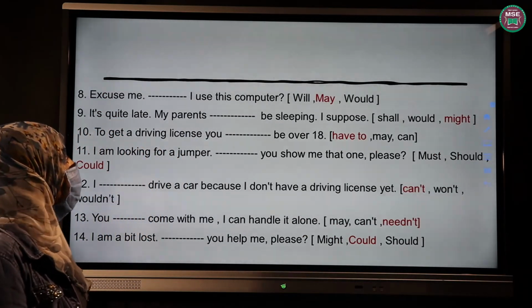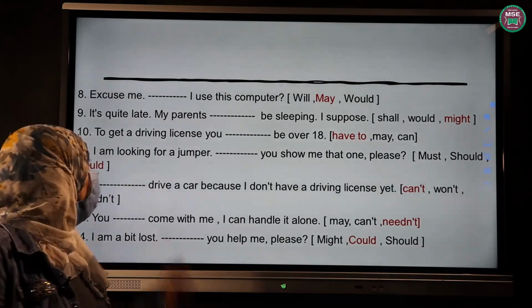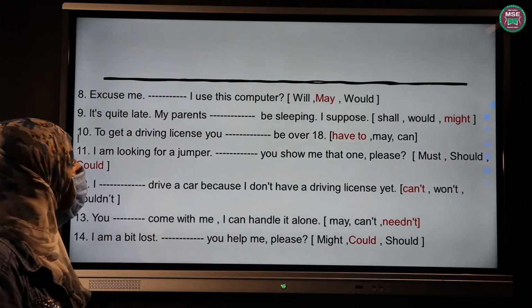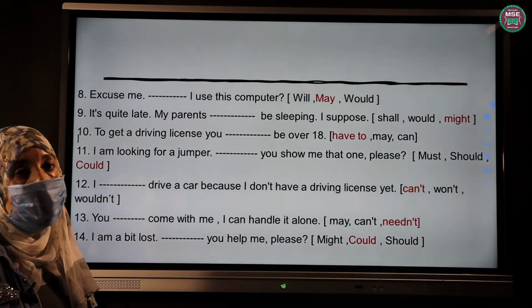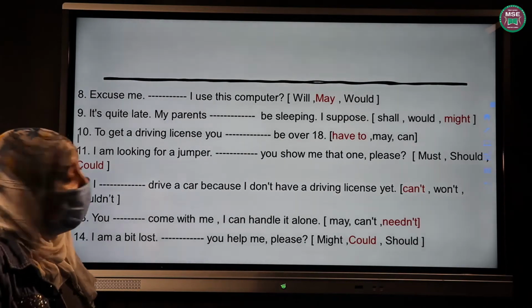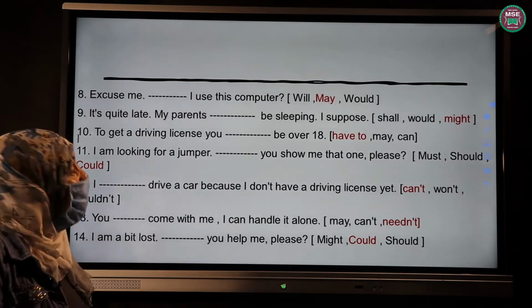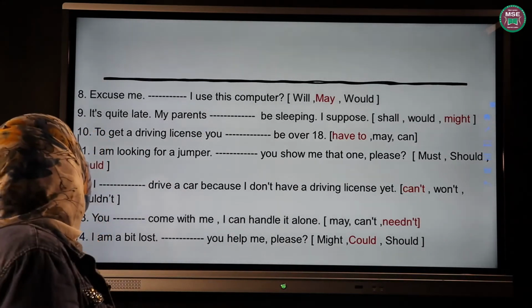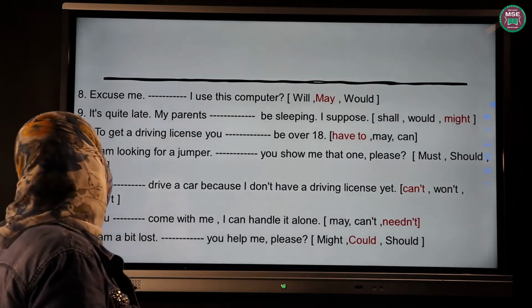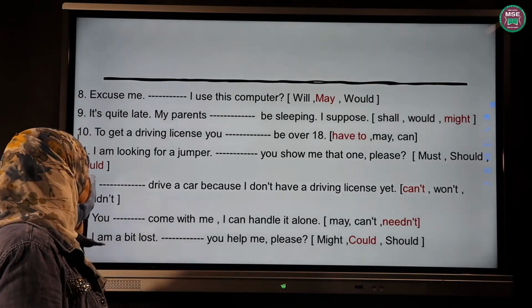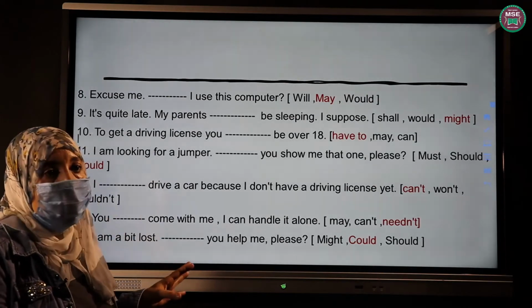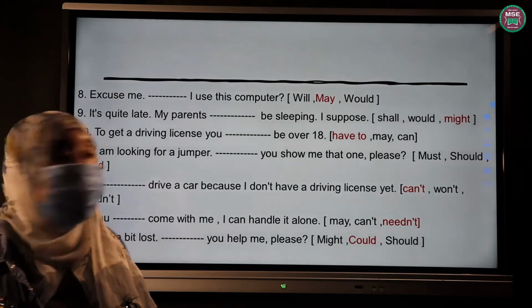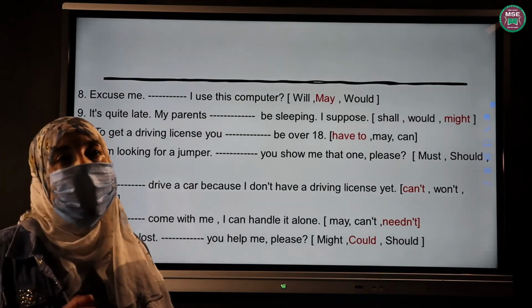Excuse me, I use this computer. Again, it's a kind of permission. May I use this computer? It's quite late. My parents be sleeping, I suppose. I think it's late. I think that my parents might be sleeping. It's a kind of possibility. They might be sleeping at that time. Why? Because it's late. Number 10: to get a driving license, you be over 18. This is our law in Egypt here. To get a driving license, you have to be over 18. This is the law.